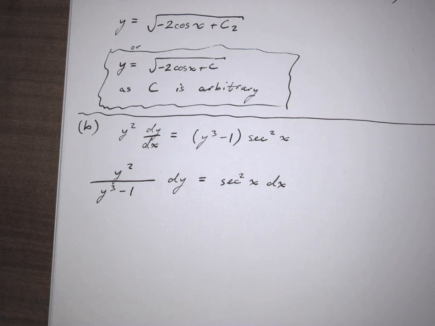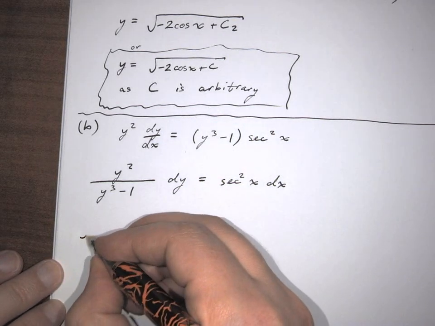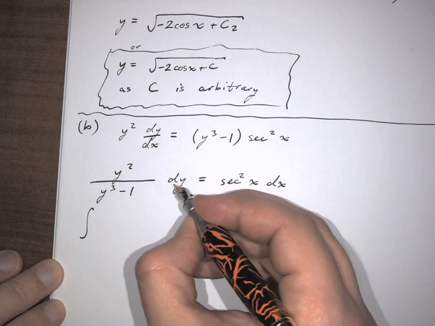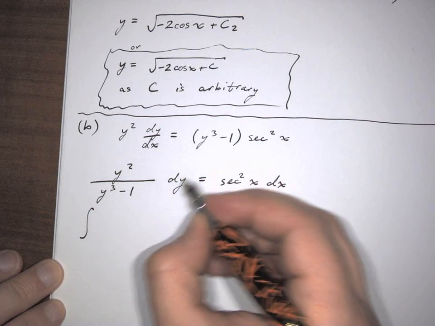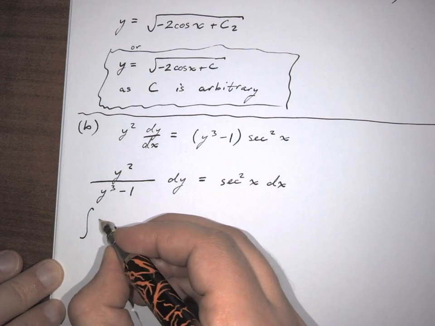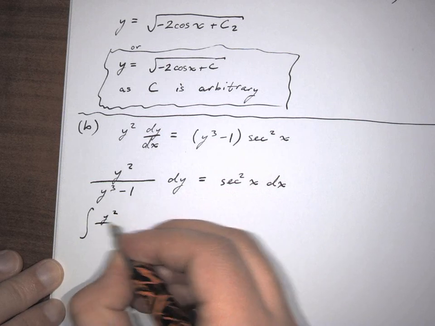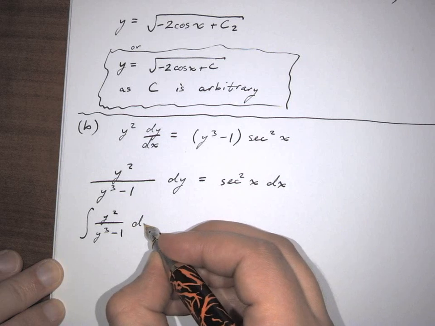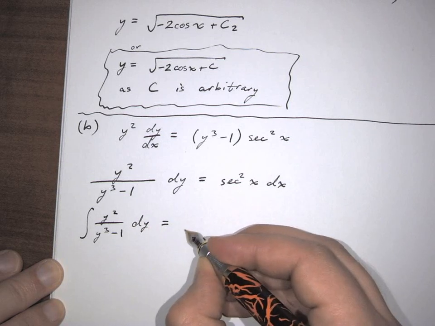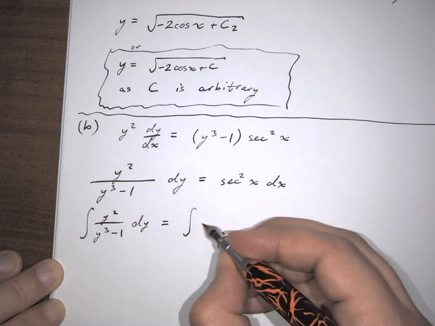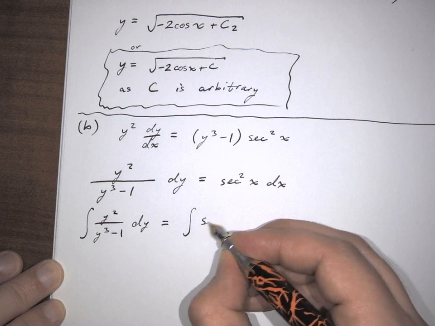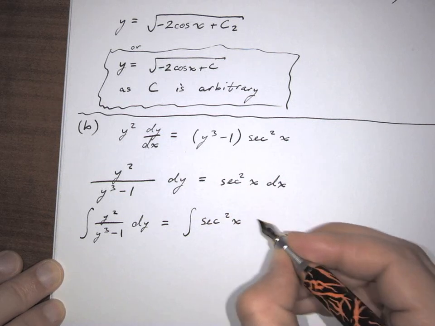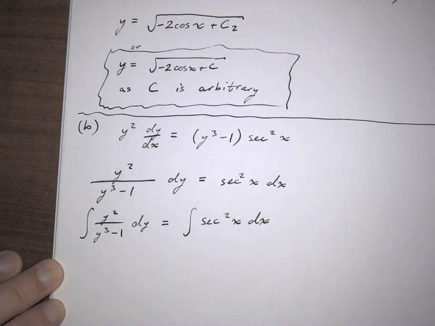So what we do here is we again mask the nakedness of these differentials with an integral sign. So y squared over y cubed minus 1 dy, the integral of all that. And the integral of secant squared x dx.